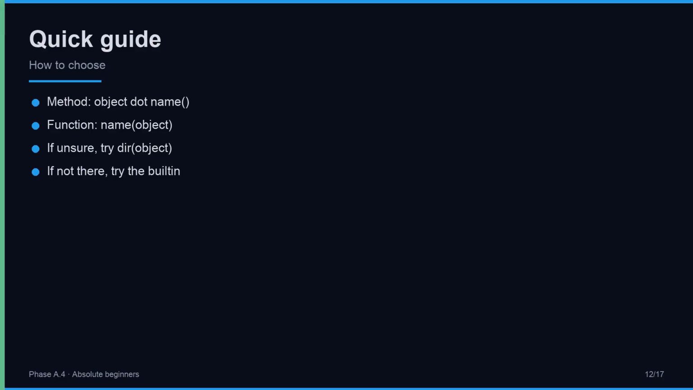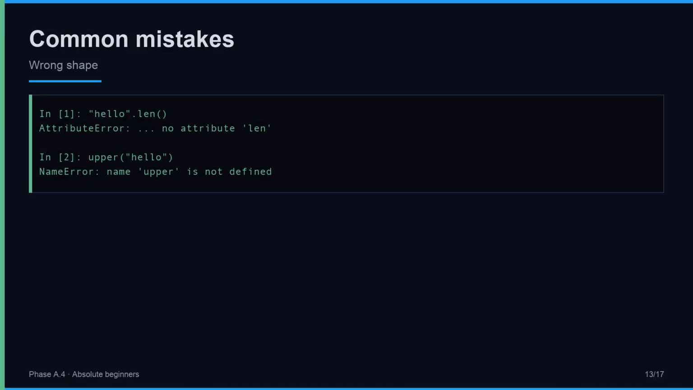Here is a quick guide. If the tool is a method, write object.name, parentheses. If it is a function, write name, object inside parentheses. When you are unsure which form something takes, try dir of the object. If the name is there, it is a method. If not, it is probably a built-in function like len or sorted. Python's error messages will also tell you quickly if you got the shape wrong. Try dir, try built-in.